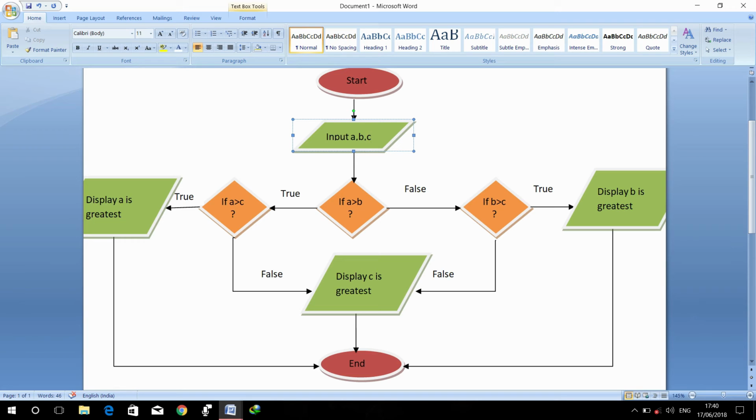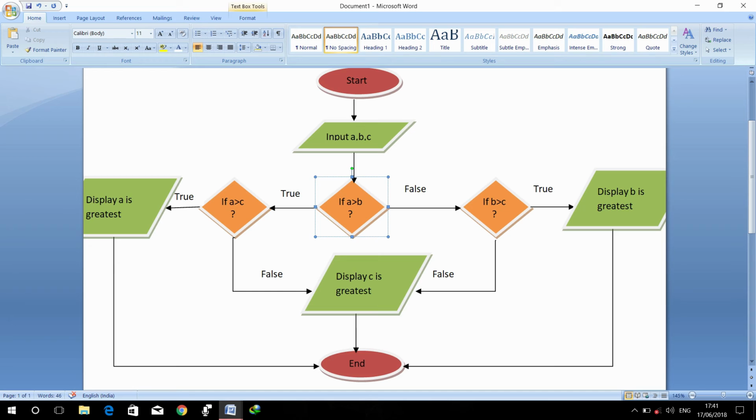After the second step it goes to the decision making statement, where it decides whether A is greater than B or not. If the condition is true, then it goes to this statement. Then it again checks whether A is greater than C. If A is greater than B and also greater than C, then both conditions are true and it displays A is greatest, and it goes to the end statement and the program will end.